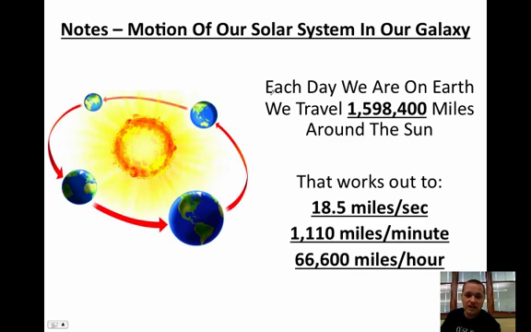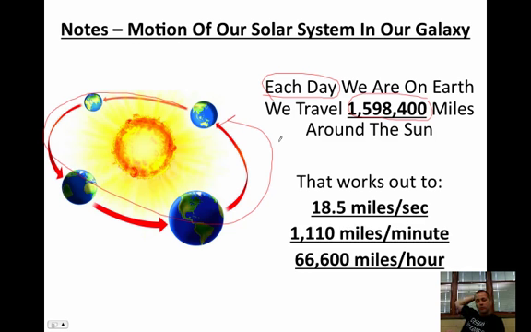Each day that you wake up, in our 24-hour period, we travel almost 1.6 million miles around the sun. As we make our revolution and travel around the sun, in one day's time we travel 1.6 million miles. So how fast is that? That works out to 18.5 miles per second.